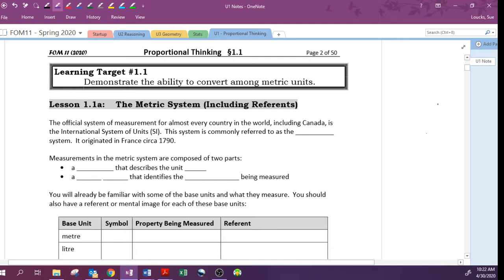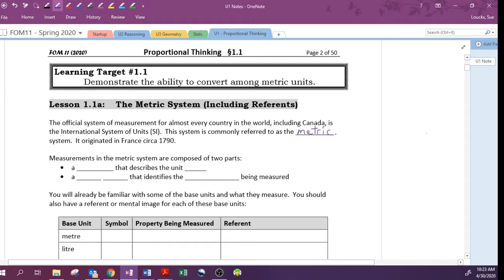The official system of measurement for almost every country in the world, including Canada, is the International System of Units, abbreviated SI. It's commonly referred to as the metric system. And it's actually been around since around 1790.